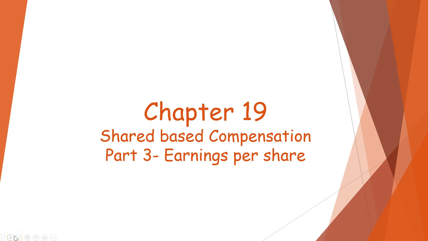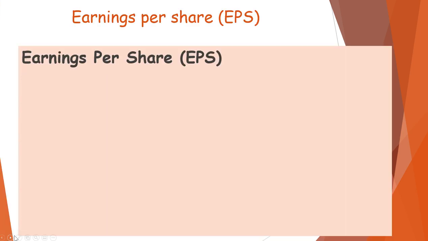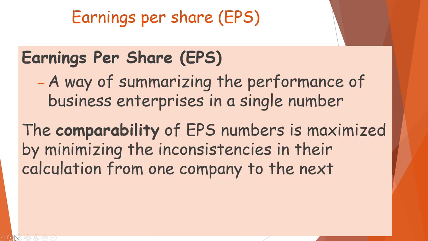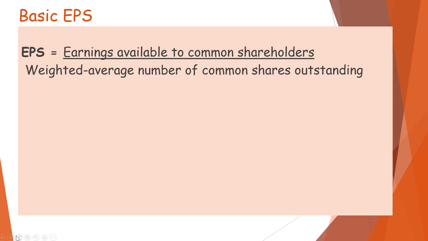Chapter 19, Share-Based Compensation. This is Part 3, and we're going to cover earnings per share. Now, earnings per share is a way of summarizing the performance of a business enterprise in a single number. The comparability of earnings per share numbers is maximized by minimizing the inconsistencies in their calculation from one company to the next. Normally, basic earnings per share is earnings available to common shareholders divided by the weighted average number of common shares outstanding.